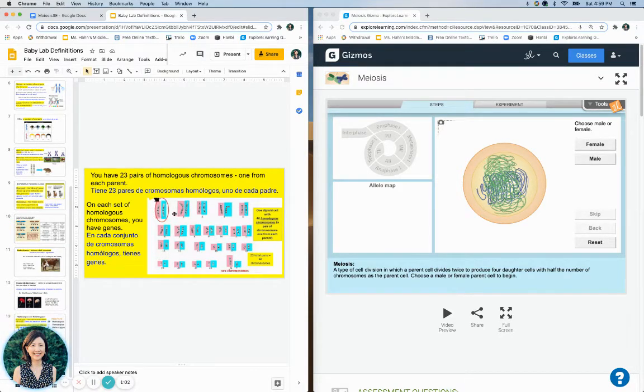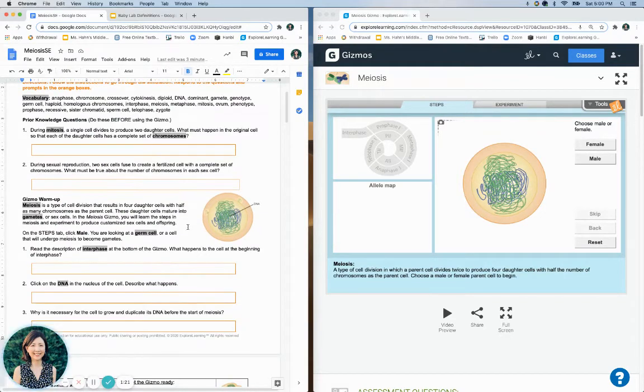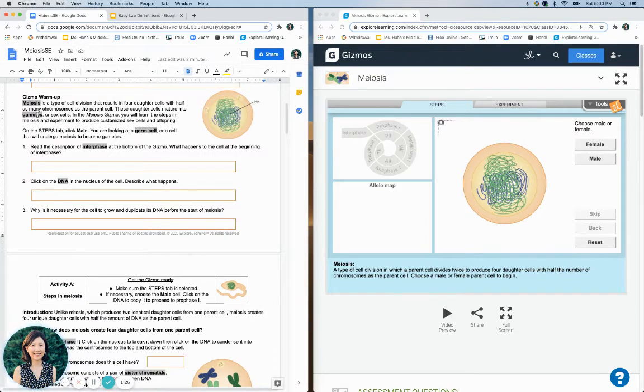So in this picture, the pink ones came from the mom and the blue ones came from the dad. And so the blue ones came from the sperm cell and the pink ones came from the egg cell. So sex cells have to only have half of the chromosomes because they're going to combine to make a whole individual. All right, so sex cells are also called gametes. Examples of gametes are your sperm and egg.